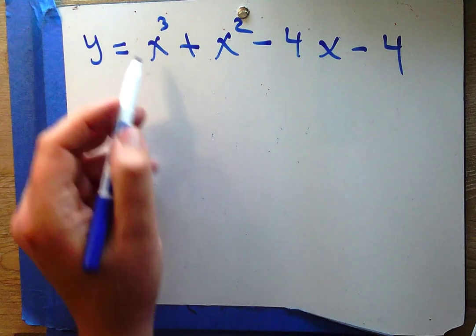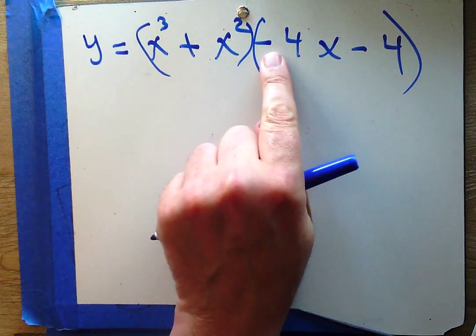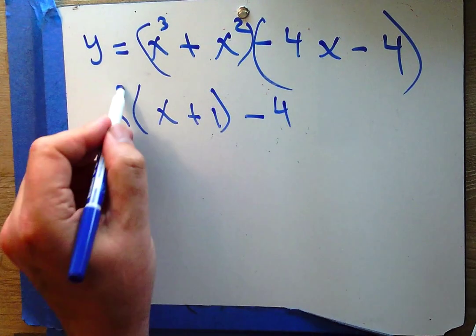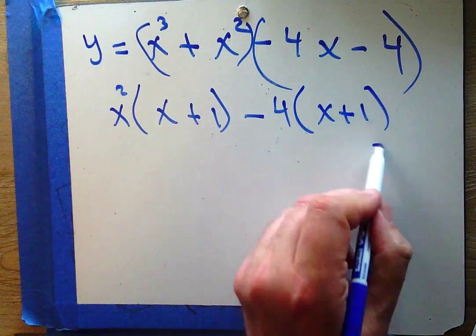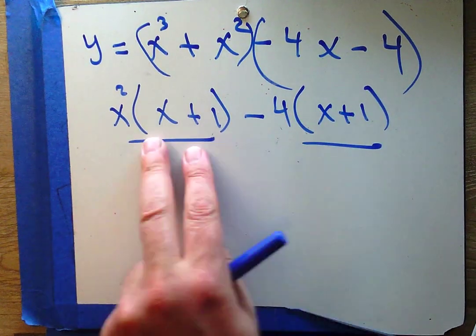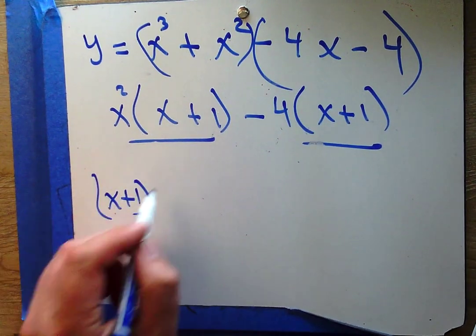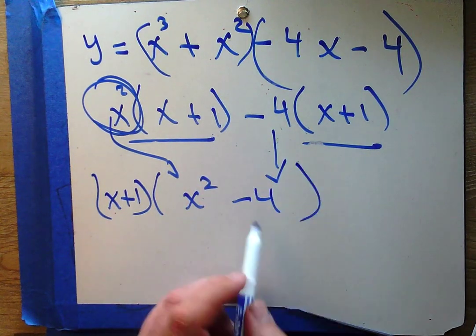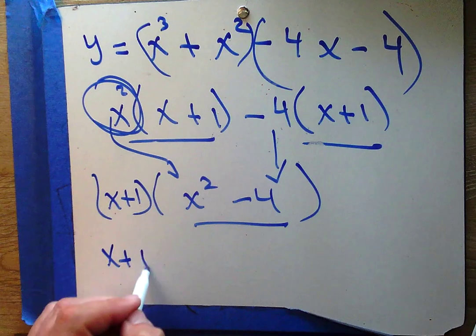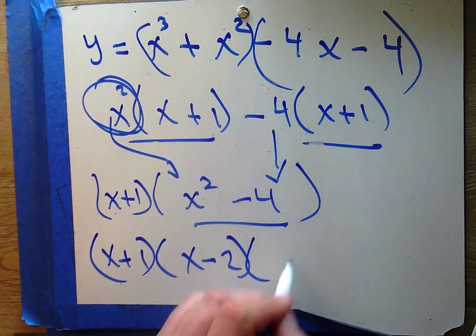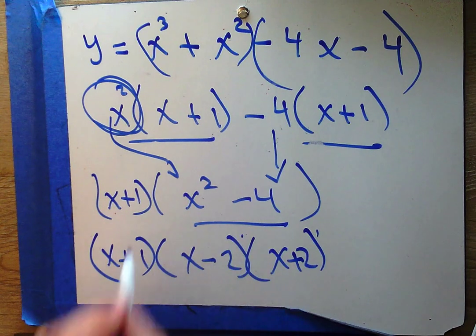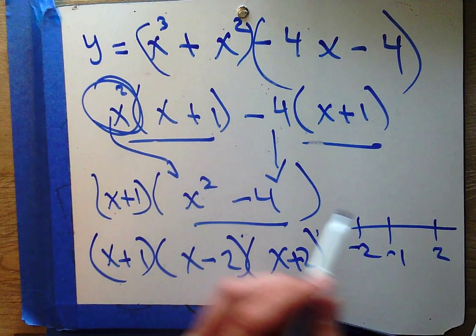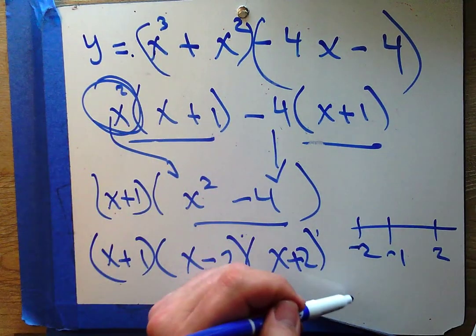Welcome back. So I can group these in pairs. Remember to capture that negative inside these parentheses: x plus 1, minus 4, x plus 1. We've got two terms here. Both of them have a common factor of x plus 1, which we can take out. What's left over? An x squared and a minus 4. A difference of squares. And so that's going to be x minus 2, x plus 2. Everybody has a multiplicity of 1. And so I've got negative 2, negative 1, positive 2, third degree polynomial with a positive leading coefficient.